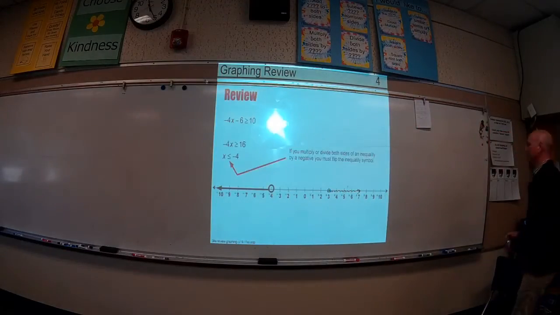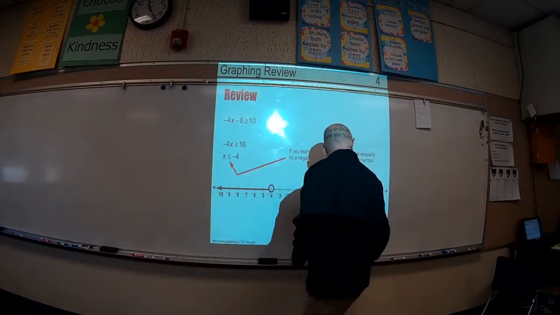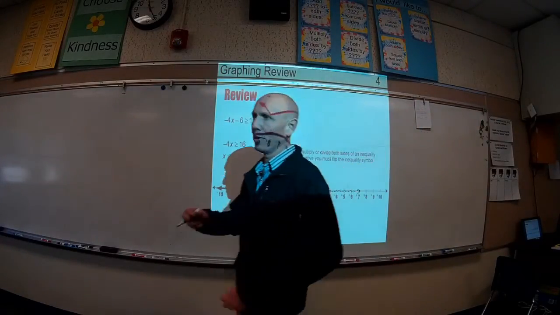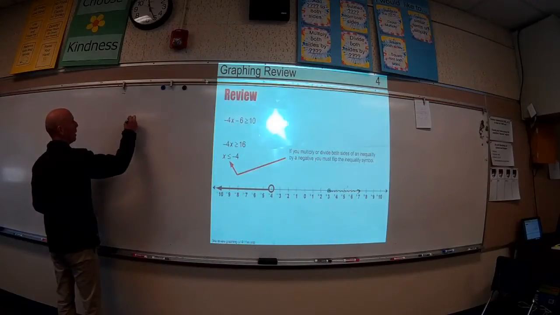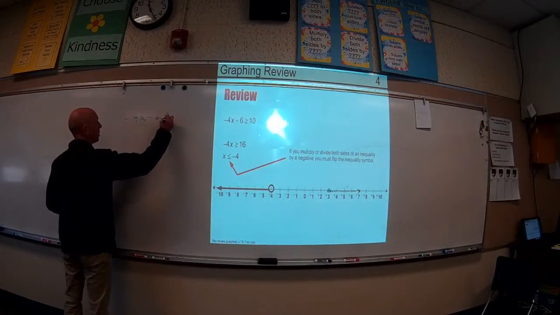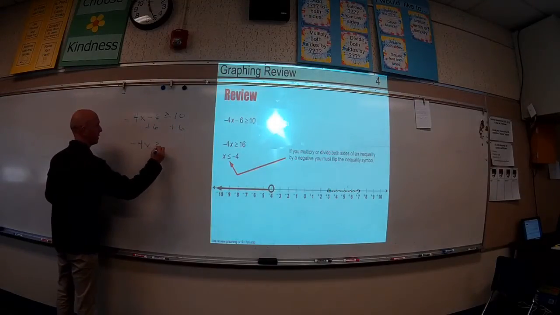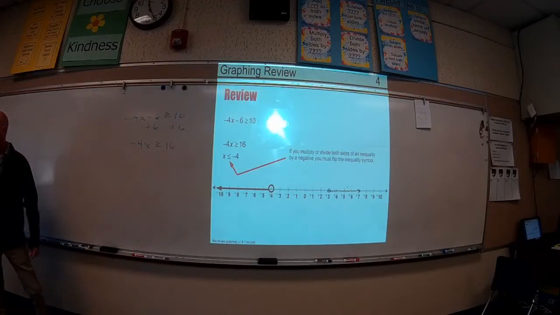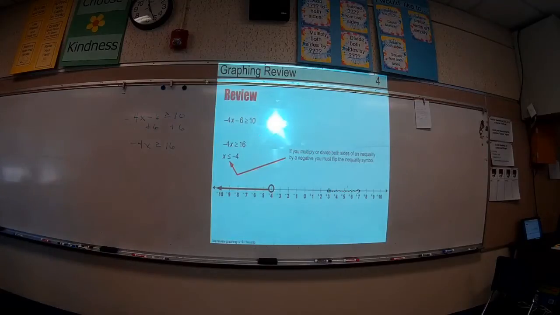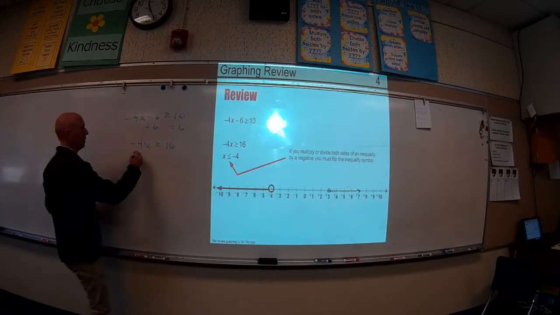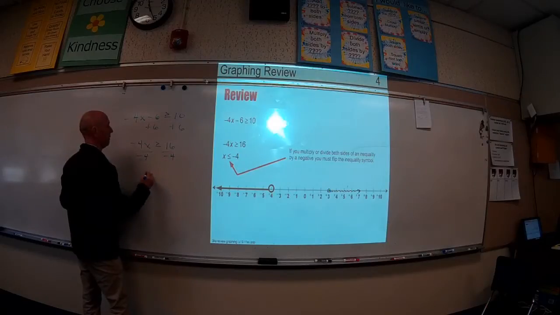This one. See if you remember this. -4x minus 6 is greater than or equal to 10. Adding 6 to both sides. Okay, and now what do you want to do? Divide both sides by negative. I used to shout at you. Divide both sides by what? Negative. When I divide both sides by a negative, the sign is flipped.